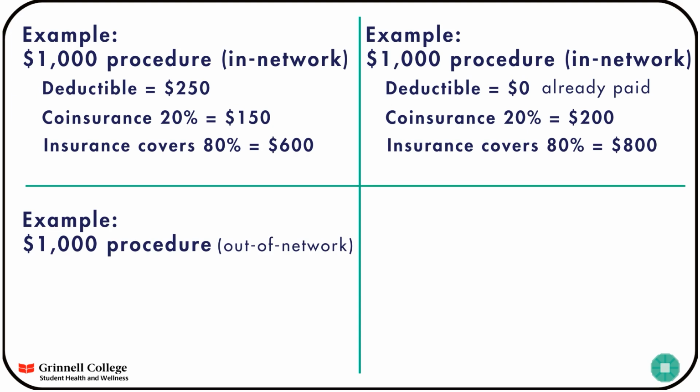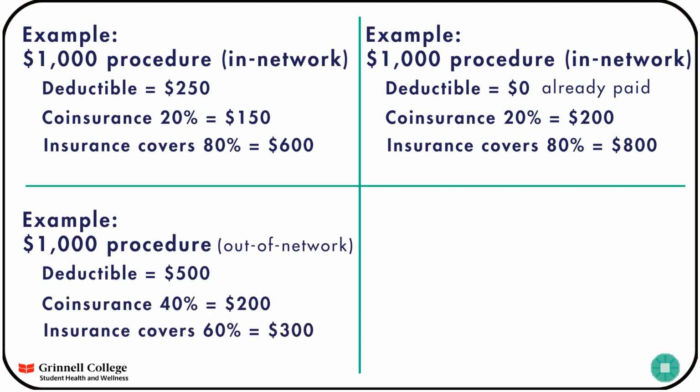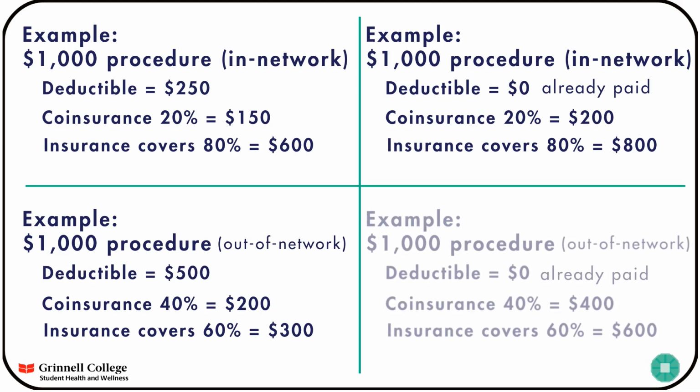Okay, but what if this procedure is with an out-of-network provider and you haven't paid anything towards that out-of-network deductible? Insurance would cover $300 and you would pay $700. If you had met your out-of-network deductible, then insurance would pay $600 and you would pay $400. See how this can get confusing? And I haven't even shared if you owed only part of your deductible.